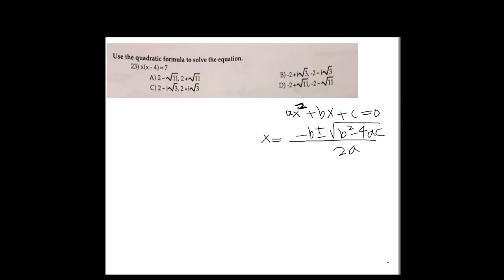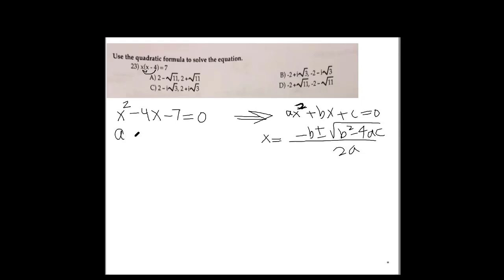And for this, I need to first get it into this form, which is not the case here. So I need to distribute. If I distribute the x, I would get x to the power of 2 minus 4x, and this 7, I can move to the left by subtracting 7 from both sides of the equation. So I got it into the standard form like that. Now the rest is pretty simple.